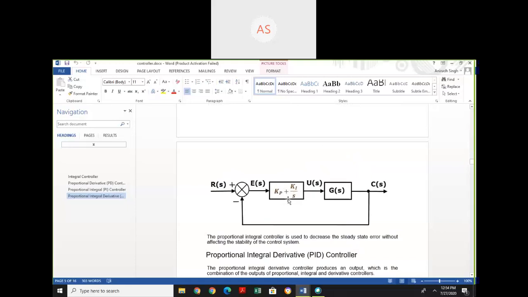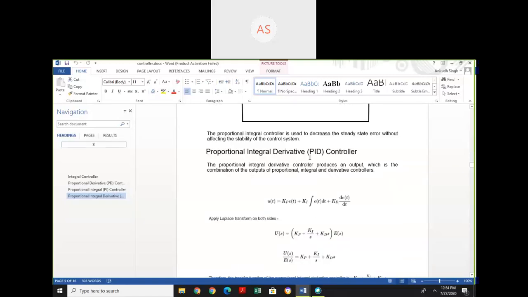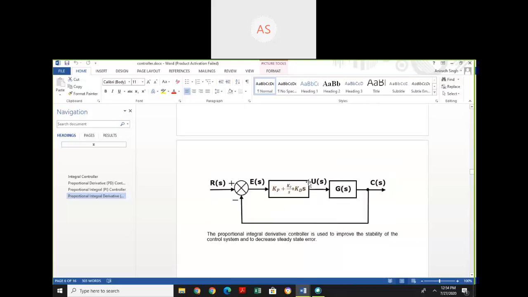And in PID, output is proportional to the error signal, integration of error signal, and derivative of error signal. So its transfer function is given by this law.